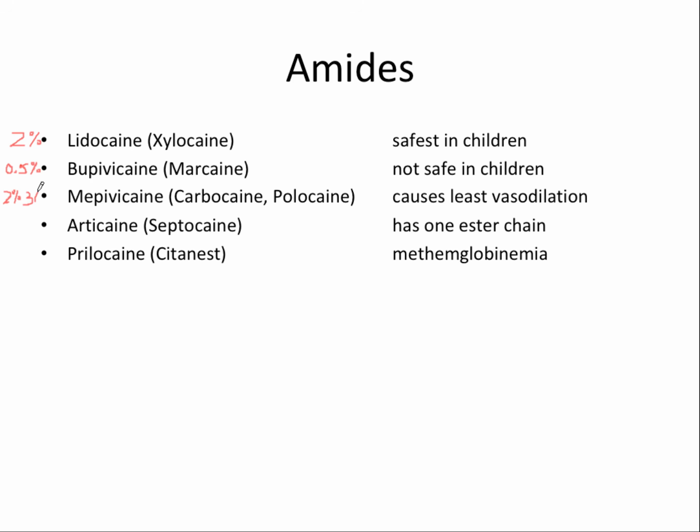It's also one of the few local anesthetics that can be packaged without a vasoconstrictor because it causes the least amount of vasodilation. Then articaine comes in 4%. And we'll leave it with those four, the most important four local anesthetics that are used in dentistry today.